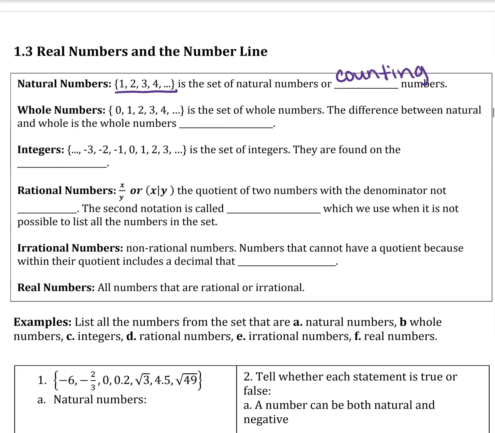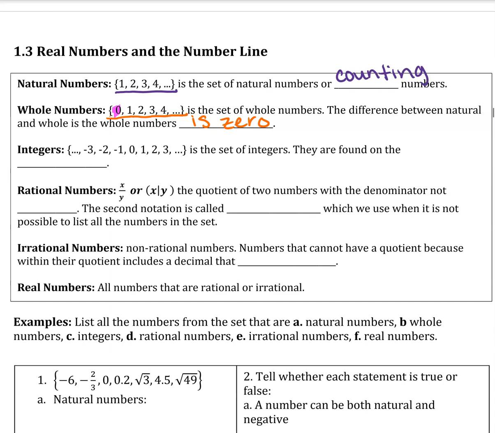Whole numbers, right below it. Look, it gives you an example again right here. 0, 1, 2, 3, 4 is the set of whole numbers. Now, it's pretty much the same as natural numbers. Our only difference is this guy right here, right? We didn't have 0 in there. So the only difference between those two is 0 is included. So that's all you really have to add between those.